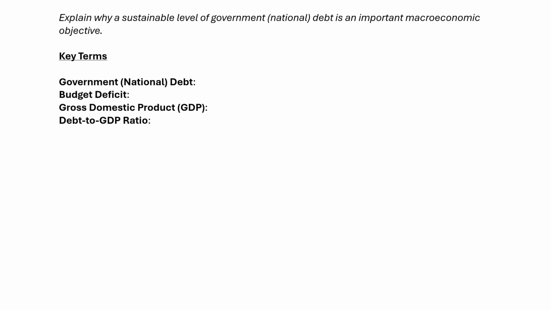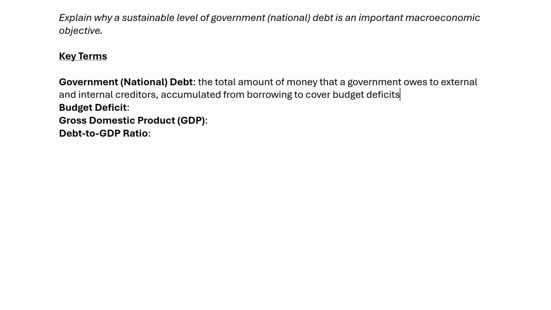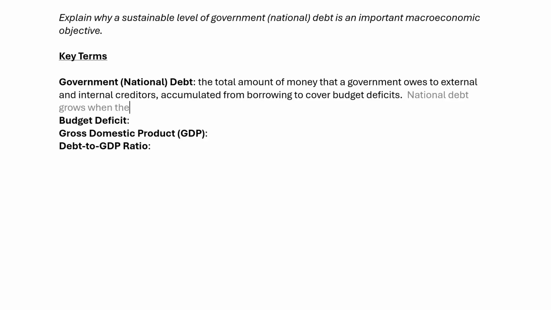All right, so coming back to this section on key terms. The first one we've got is government, i.e. national debt. And this is the total amount of money that a government owes to external and internal creditors, accumulated from borrowing to cover budget deficits. National debt grows when government spending exceeds revenues.